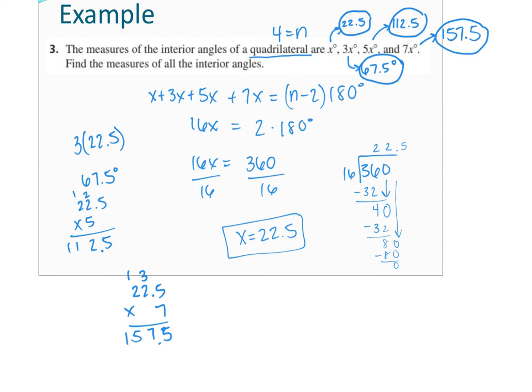You have to add them? Nope. If you added them, what would you get? Oh, 360. Okay? You can check it. Cool beans? All right.